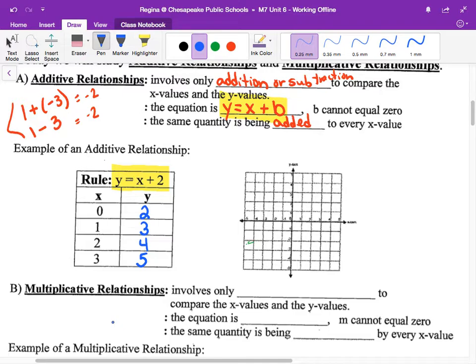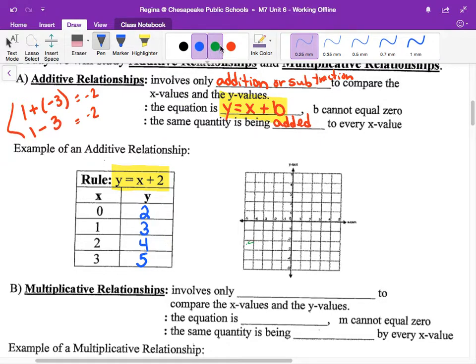A lot of times in these additive relationships, you're going to see a pattern. If your x values are consecutive in order, you're going to see a pattern come out. We put in 0, 1, 2, 3, and got out 2, 3, 4, 5. Any question about how we plugged in and got there?